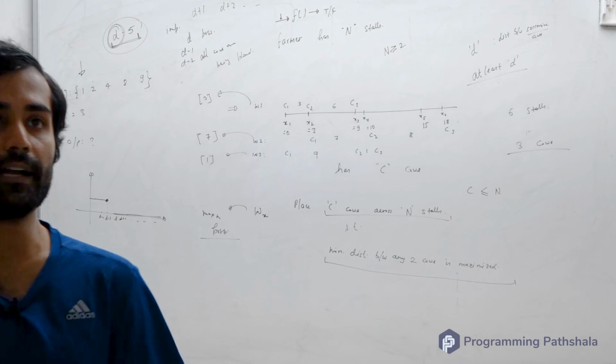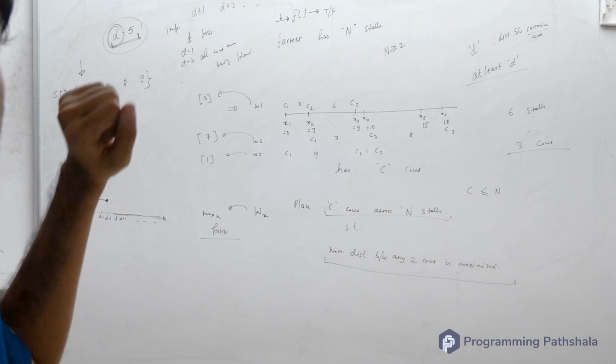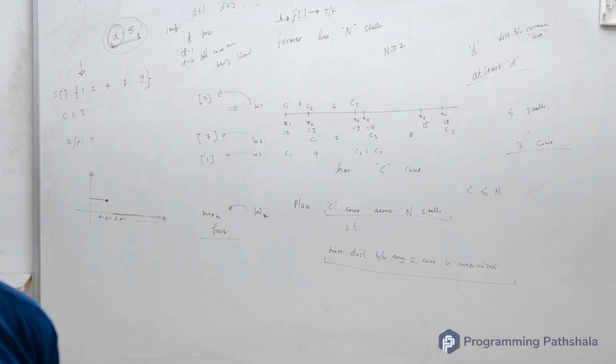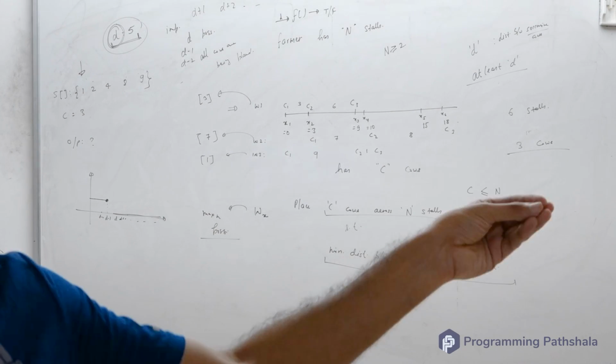...stating whether or not cows can be placed at this much distance or not. Can you write that function? What will be the time complexity of that function? It should just be order n, right? Because you are placing the cows greedily.